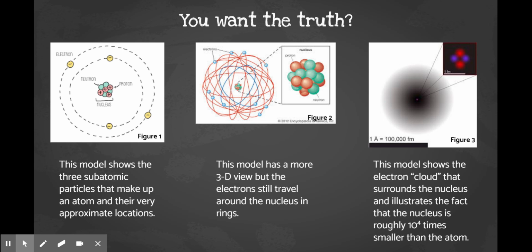And then we have figure 3, which is probably the most recent model that you've seen, and it's the best one we have for the simplistic view. And it shows the electron cloud. So you guys have probably been taught that the electrons are in this cloudy area surrounding the nucleus. It also illustrates the fact that the nucleus is roughly 10 to the fourth, that's 10,000 times smaller than the atom. So they show the teeny tiny nucleus in the center, whereas the other two have a much larger nucleus. So in reality, the nucleus is teeny tiny. We would not even be able to see it if the atom was this large.